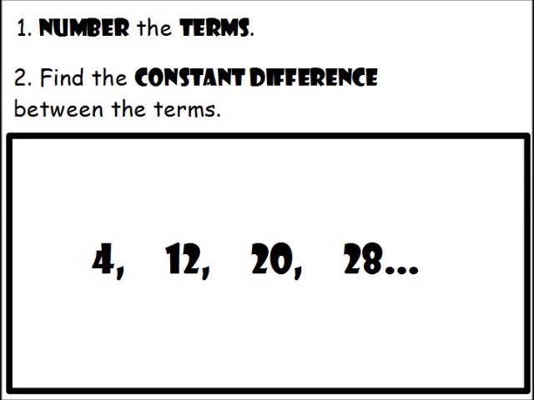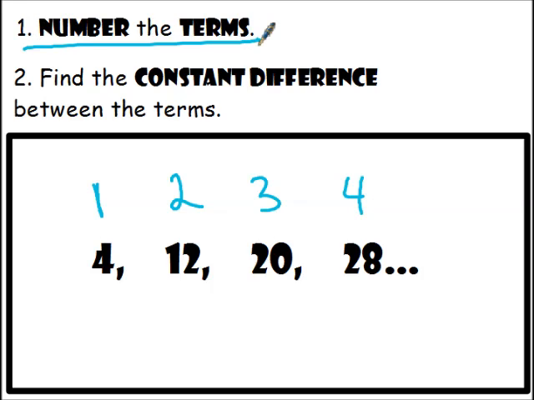Here we have our first example. We'll start with step 1, number the terms. What do I mean by number the terms? You're simply going to place a number above each number in the pattern that's given to you, indicating what place it holds in the sequence. So 4 is the first number, 12 is the second number, 20 is the third number, and 28 is the fourth number. So you're simply numbering 1, 2, 3, 4.